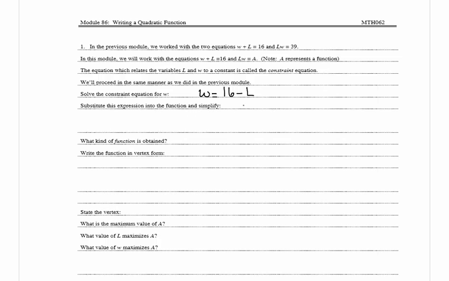So we're going to say that A is equal to L times W, and W is represented by 16 minus L. And now I'm going to distribute the L through the parentheses, so I can say that A is equal to 16L minus L squared. And now we're going to write A as a function of L. So A as a function of L is equal to 16L minus L squared. And now they ask us what kind of function is obtained. And we have a quadratic function.